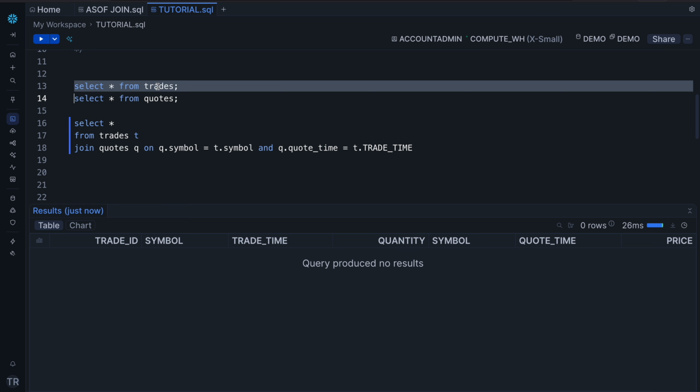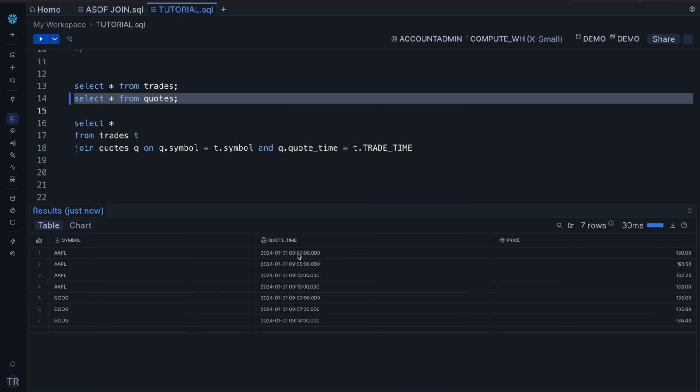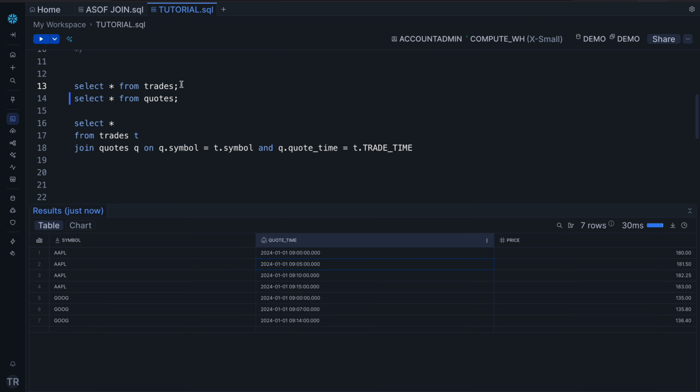So basically, at this first trade that happened at 9:02, if I want to know what was the price of Apple, I can go to the quotes table. I can see that at 9 o'clock the price was 180. So at 9:02 also the price should be 180, because the price change was at 9:05, right? So the first trade, which is happening at 9 o'clock 2 minutes, the price should be the price that was here at 9 o'clock, that is 180. Right? So let's try to use ASOF join and use this match condition to build our logic.